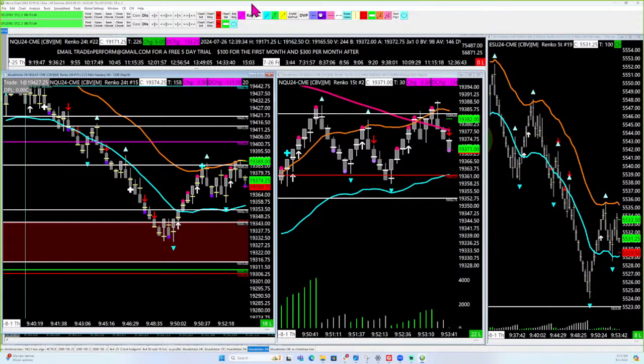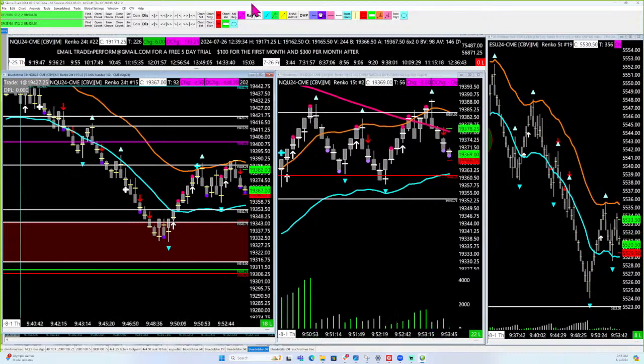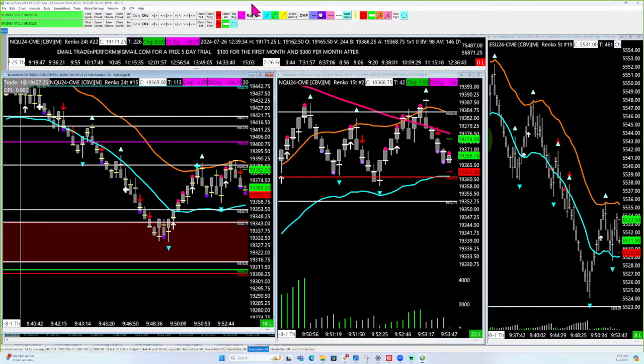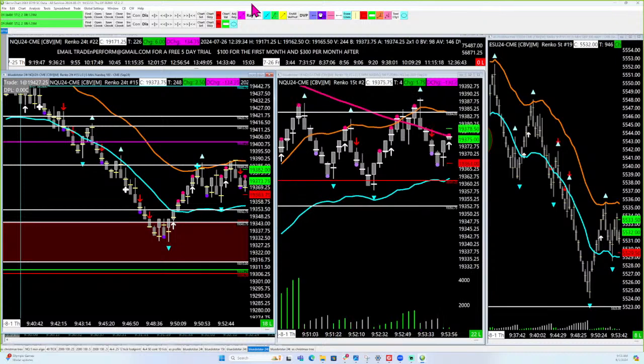Because it was way too slow. Let's see if I can fix this. I wonder if we'll try it this way. Arrow down, 24 tick, into the single prints.